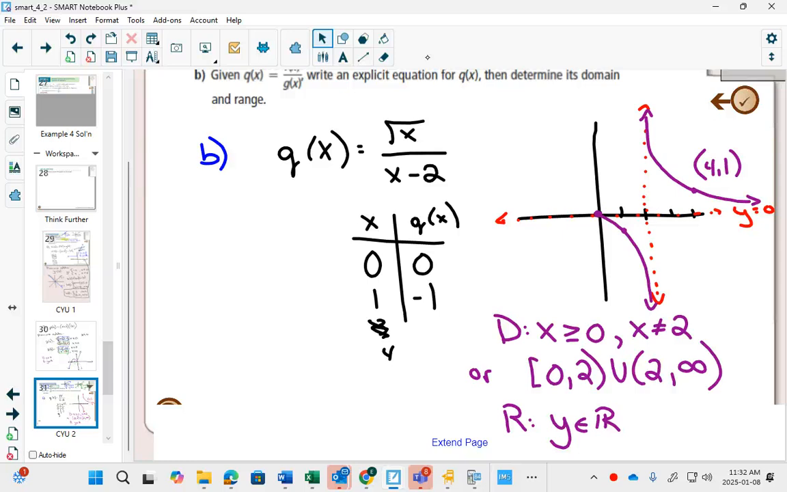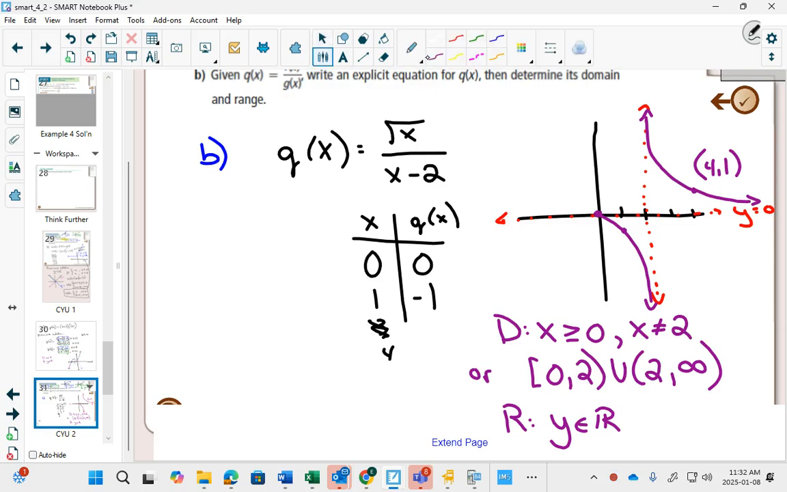So you can see the domain from your equation. You can see your domain from your graph. The range, I look at that equation, I have no idea what the range is. It's like, literally no idea. It's not until I graph it that I'm like, oh, the range was everything.